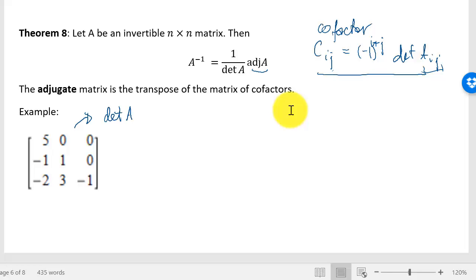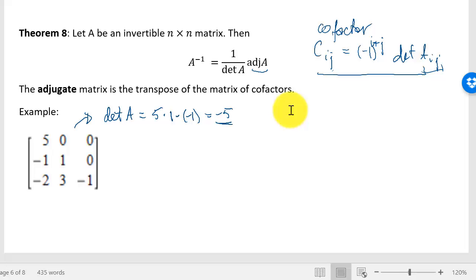Let's find the determinant of A first. And here it looks like it would be good to expand on the first column, or the last row. Let's go to the first column. We got 5, and then you cross out the first row, first column, you get... oh, you know what? We don't even have to do that. Sorry. Because this is a triangular matrix, we can just multiply the diagonals. So 5 times 1 times negative 1. So that's negative 5. So your determinant is negative 5. Now imagine we're going to have to find the cofactors.